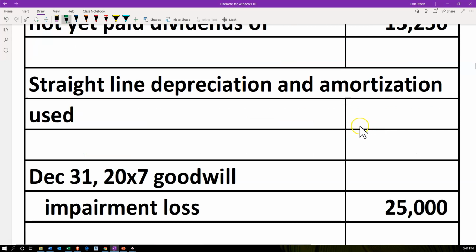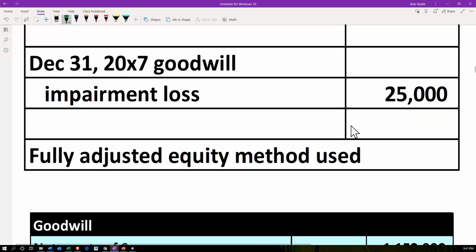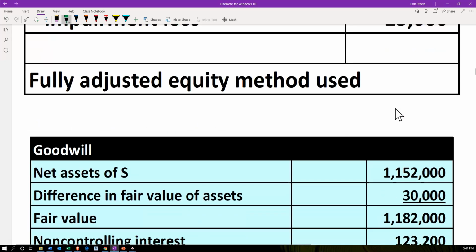And then we have the straight line depreciation and amortization that is going to be used for the premiums and the discounts. December 31st, 20X7, goodwill impairment loss of 25,000. So this is the impairment loss happening in the current year. First we're going to calculate what goodwill we would normally put on the books. Then we have to test it to see if it has gone down or has been impaired. It has been impaired, and it is going to go down by the 25,000. So we'll first calculate goodwill, then think about the impairment.